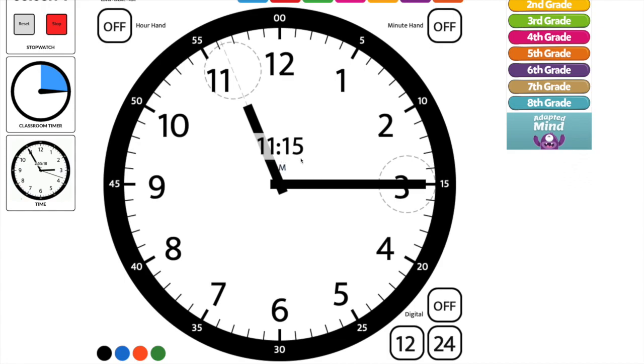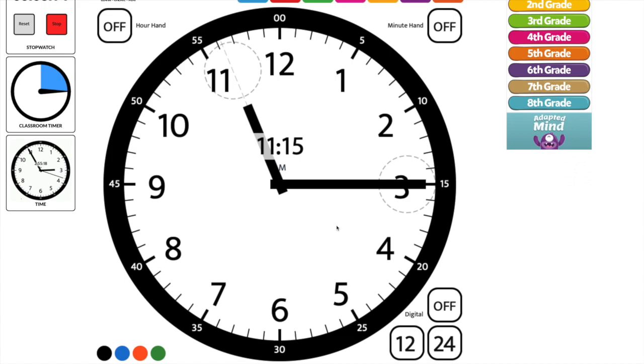11:15. What do you think the digital clock will say when it is 1/2 time? How many minutes in half a clock? How many minutes have to pass? Can you remember? Well done, 30 minutes. Let's check if you're right.